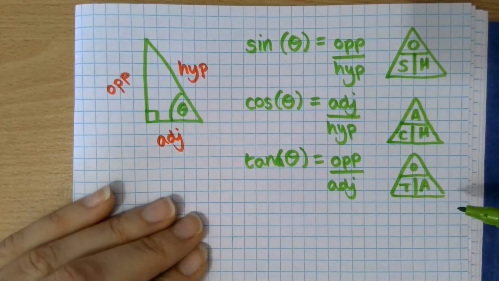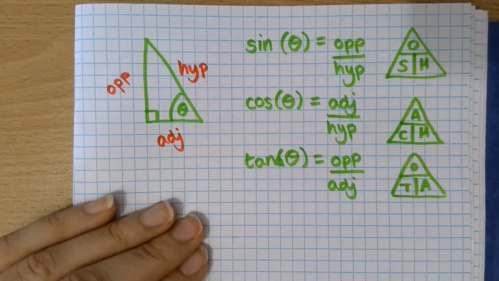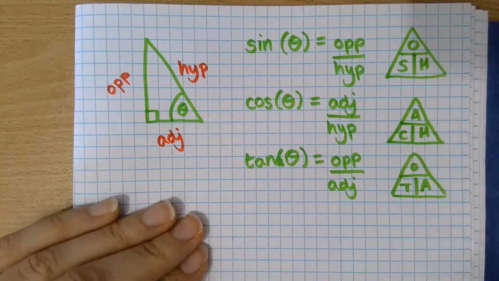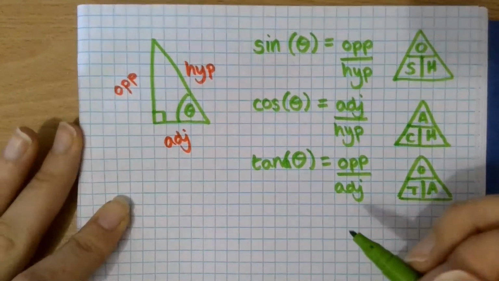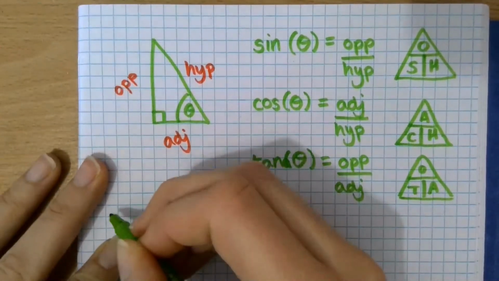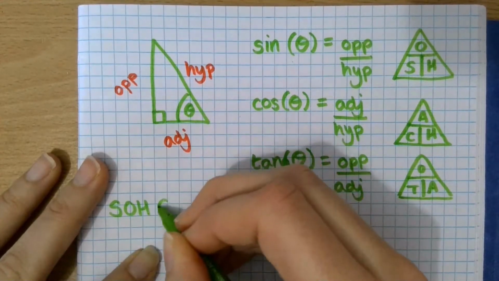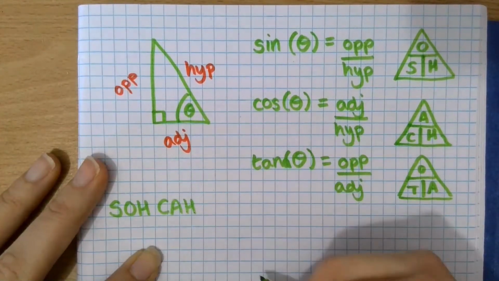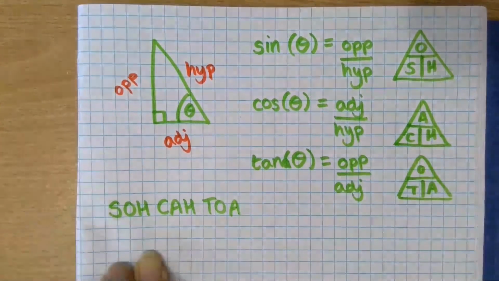I remember when I first learned trigonometry, I remembered them using a mnemonic. A mnemonic is a word or a phrase that helps us remember the order that something goes in. The mnemonic that I always use, to be honest, is SOHCAHTOA. S-O-H, soh, C-A-H, cah, T-O-A, toa, SOHCAHTOA.